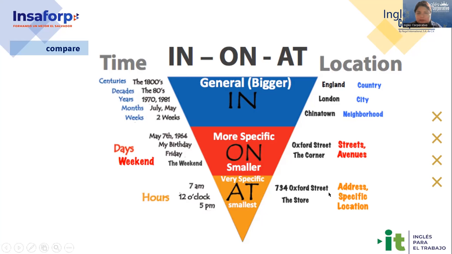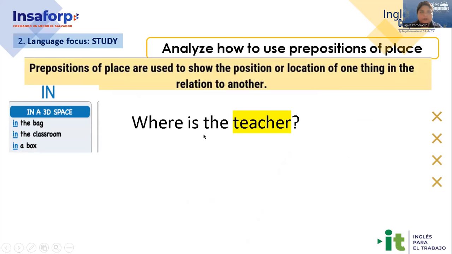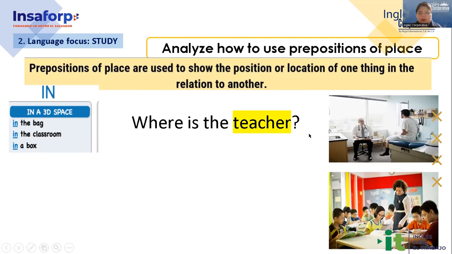Okay, so now let's continue, and we're going to analyze this a little bit more. Look at this. So this is the usage. Prepositions of place are used to show the position or location of one thing in relation to another. Pues ahí nos muestra la ubicación, la posición de una cosa en relación a otra. In a 3D space, okay, in the back, in the classroom, in a box. Cuando hablábamos de espacios abiertos, cerrados, con limitantes, áreas determinadas. So, where is the teacher? She is in the classroom. Classroom. How about the doctor? Where is the doctor?